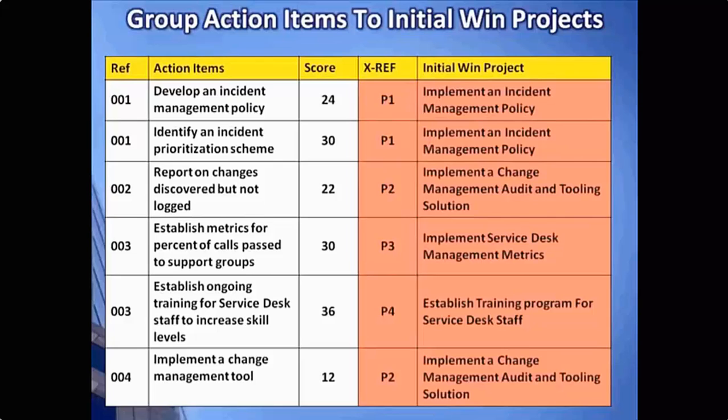We also say identify an incident prioritization scheme. That's the second action item. And here we're linking that action item back to that implement an incident management policy. So the initial win project, implement an incident management policy, will be used to develop an incident management policy and also develop the prioritization scheme. And we use the P1 there as an XREF that just makes it simpler to quickly understand that we're reusing an initial win project that we've already defined later on down the spreadsheet.